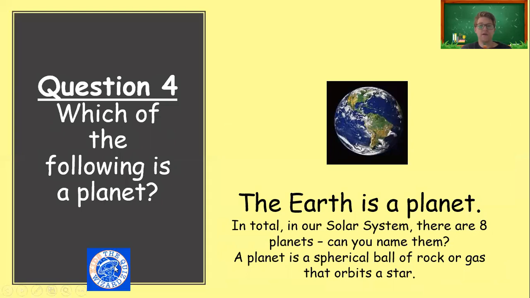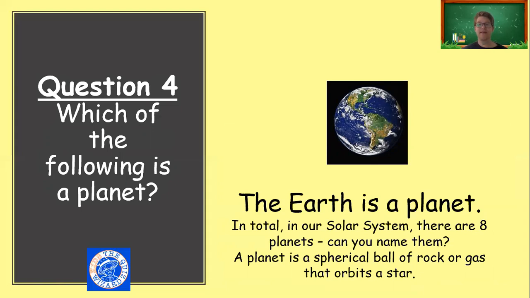Question 4. So you had the choices of the moon, the earth or the sun, and the earth is a planet. So in our solar system, there are 8 planets. I wonder if you can name them all. So a planet is a spherical ball of rock or gas that orbits a star.